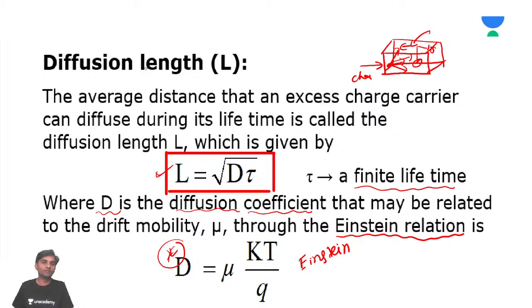And we also discussed something called diffusion length, or length of diffusion, which is equal to square root of D tau. D is nothing but the diffusion coefficient. That diffusion coefficient can be calculated from the Einstein relationship. If you are able to calculate D, you can calculate the length of diffusion. How much length is it penetrating?